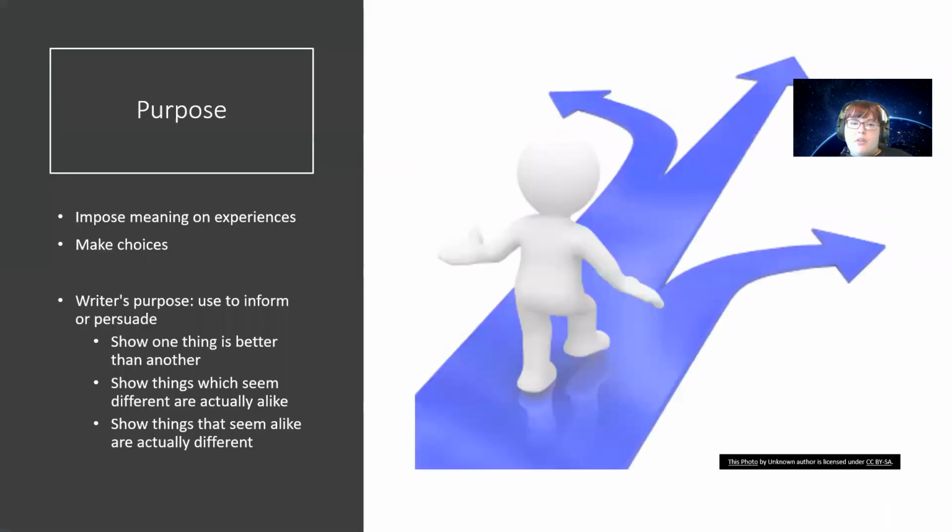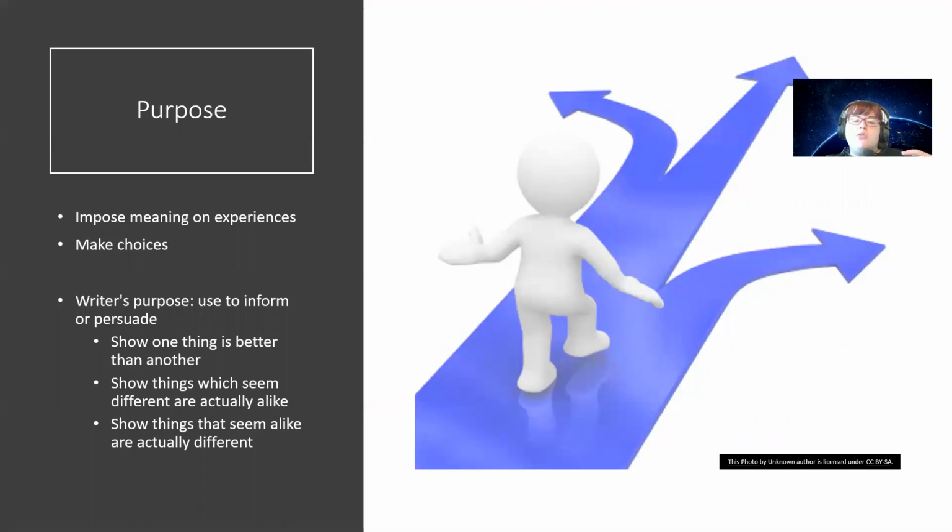Okay. So compare and contrast. What is the purpose? Why do we do it? So we do it to impose meaning on our experiences and also to make choices. So our writer's purpose could be used to inform or persuade. So it could be to inform someone that one thing is better than another, that things that seem different are actually alike, or that things that seem alike are actually different.